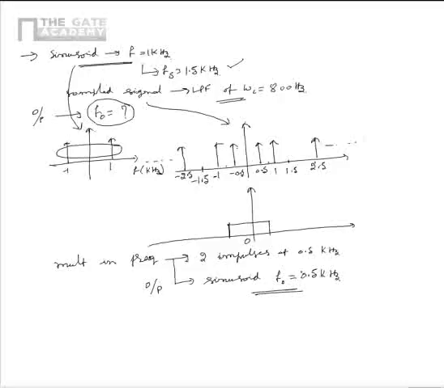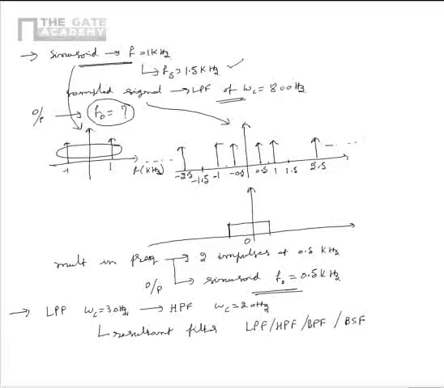Now let us consider another problem as per which there is a low pass filter of cutoff frequency 30 Hz. It is cascaded with a high pass filter of cutoff frequency 20 Hz. We need to find the nature of the resultant filter, that is whether it is a low pass or high pass or band pass or band stop filter.